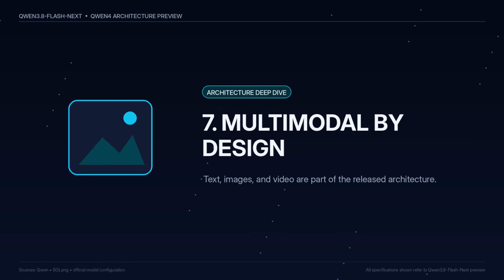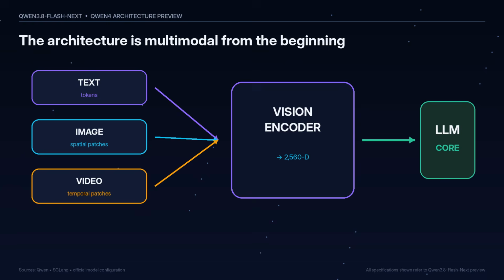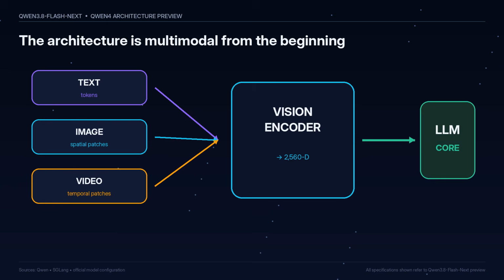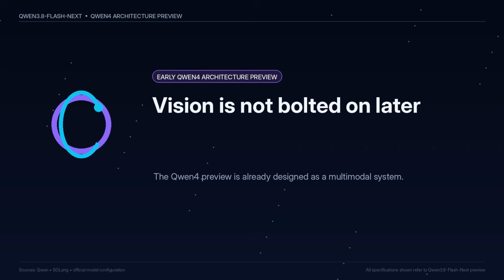And yes, it is multimodal. This isn't purely a text architecture. Qwen3.8 Flash Next includes a vision encoder. The released configuration shows a 27-layer vision network, hidden size 1152, 16 attention heads, and an output projected into the language model's 2560 dimensional hidden space. It processes spatial image patches as well as temporal patches for video. So the architectural preview we are seeing for Qwen4 is already being developed as a multimodal system rather than having vision simply bolted onto a finished text model later.